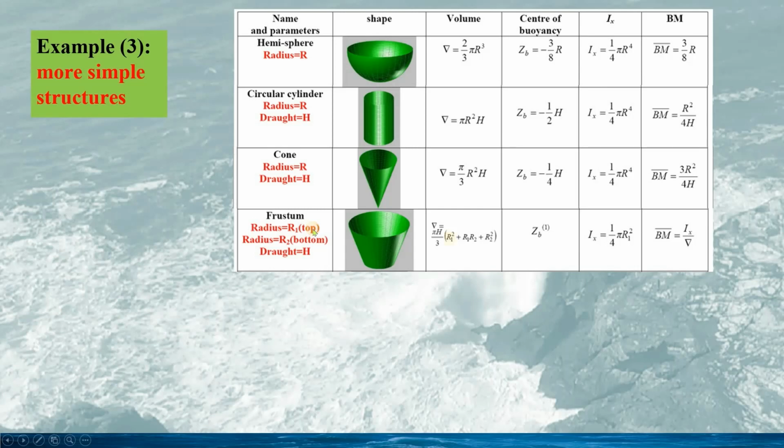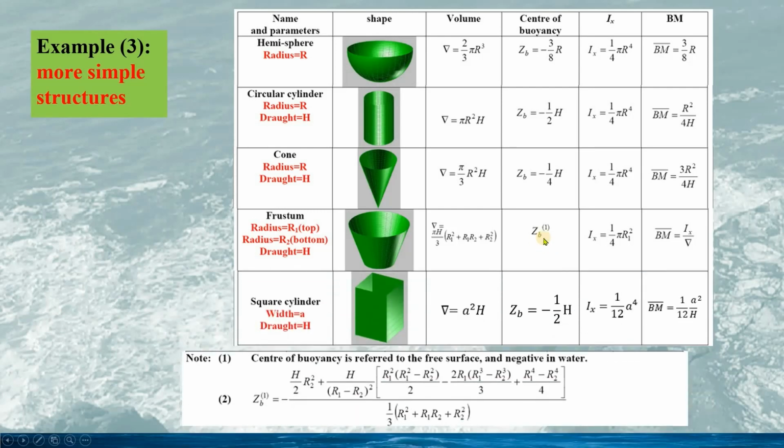The frustum is more complicated than the cone. So given by this. ZB is given by this complicated formula, and the square cylinder given by this expression.